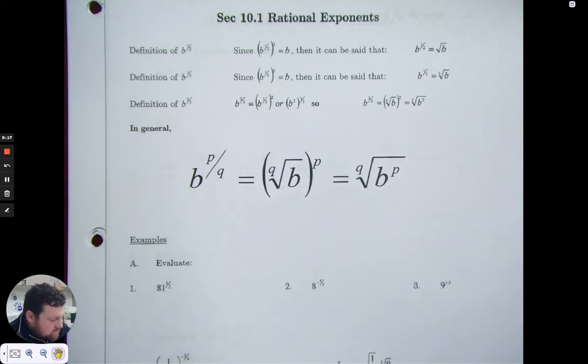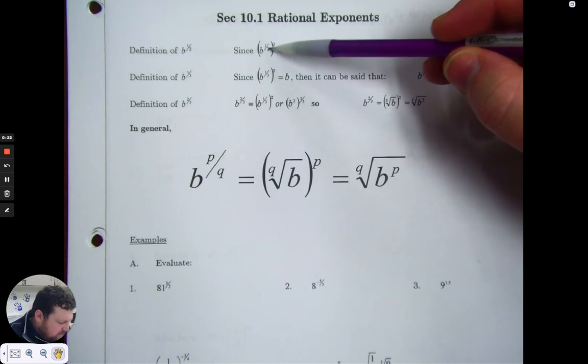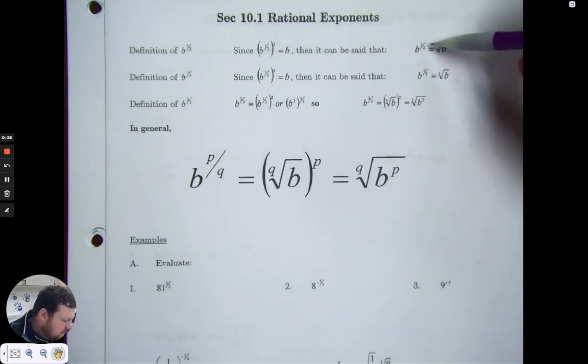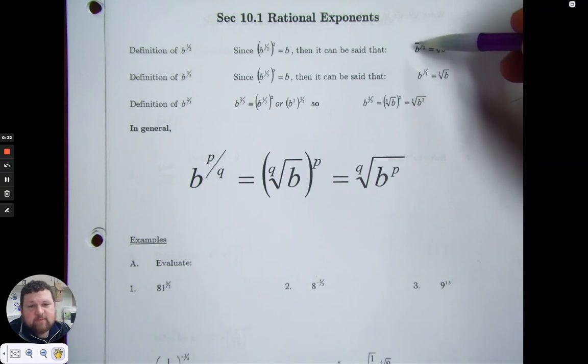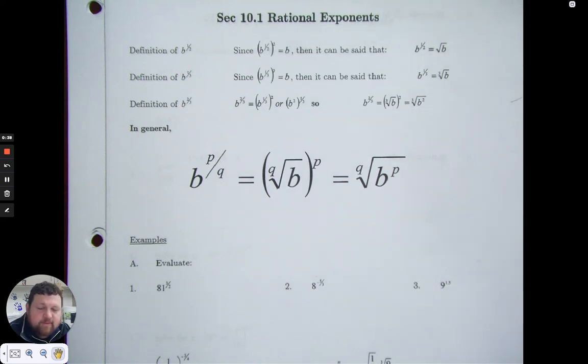As you can see here, we talked about the fact that if you take something to the 1/2 power and you square it, you get back to the original number. Anytime we have a square root, we can write it as to the 1/2 power, or anytime we have the 1/2 power, we can write it as the square root. That will be true for any root. If you have to the 1/5 power, that's the same as the 5th root. If you have the 1/8 power, it'd be the 8th root, and so on and so forth.